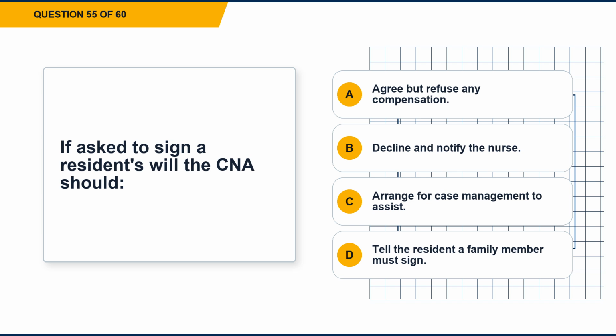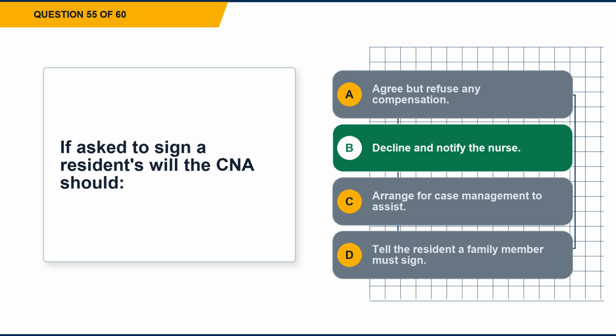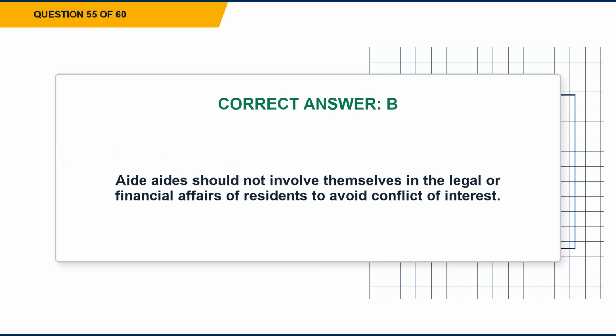Question 55. If asked to sign a will, the CNA should: Option A, agree but refuse any compensation. Option B, decline and notify the nurse. Option C, arrange for case management to assist. Option D, tell the resident a family member must sign. The correct answer is option B, decline and notify the nurse. Explanation: Aides should not involve themselves in the legal or financial affairs of residents to avoid conflict of interest.